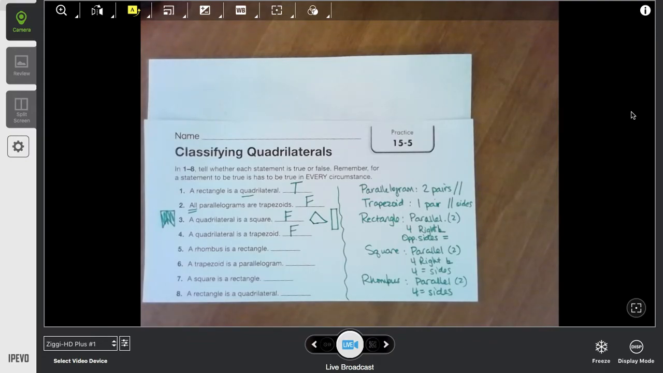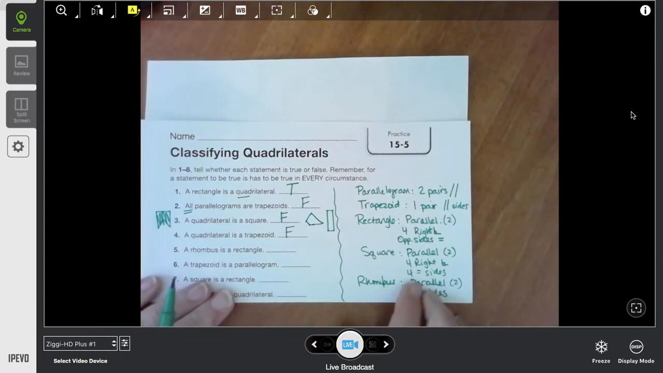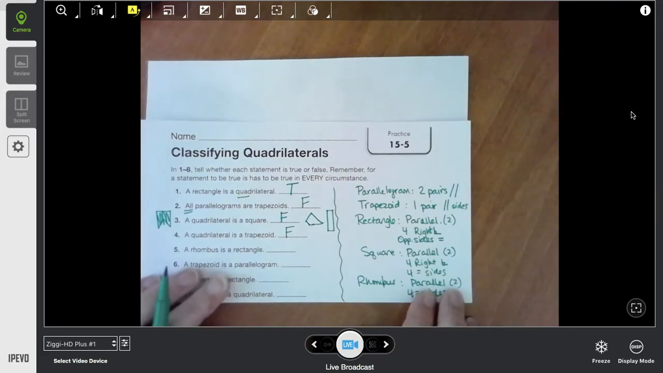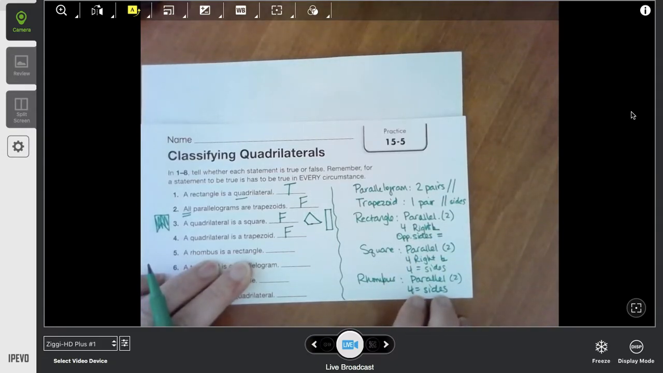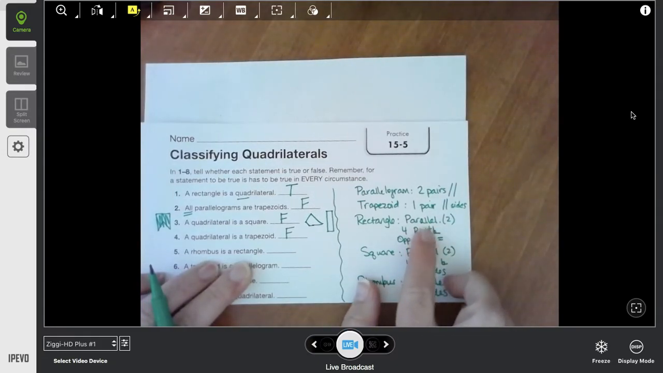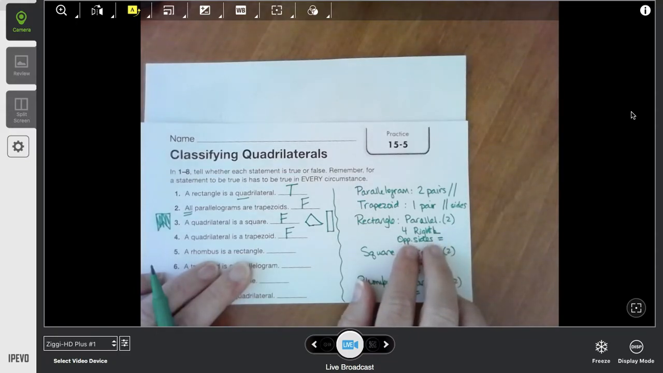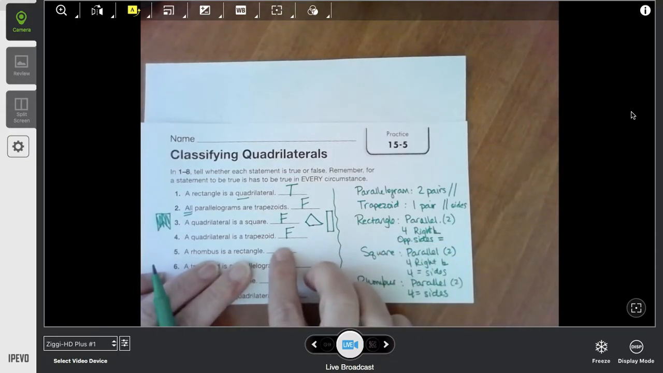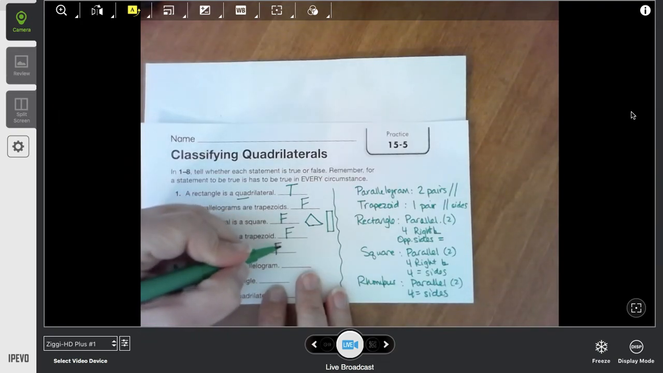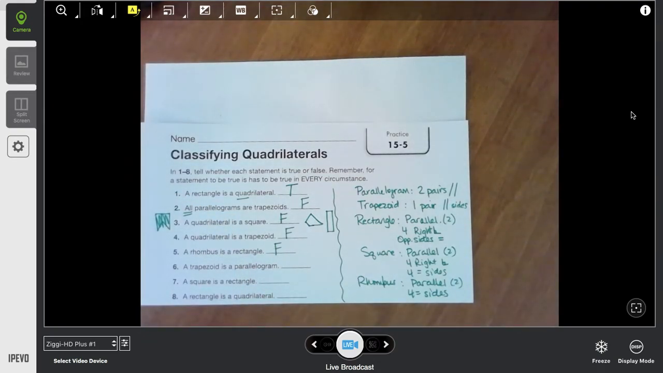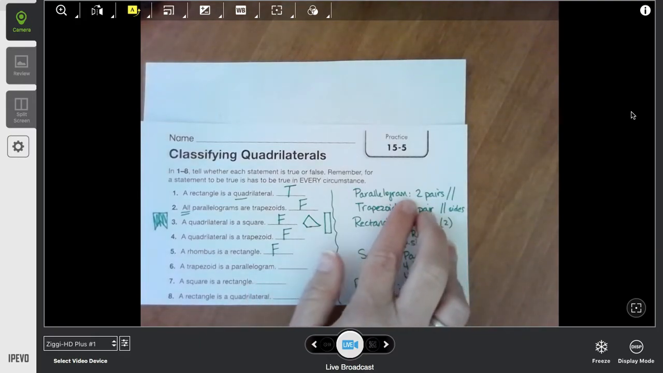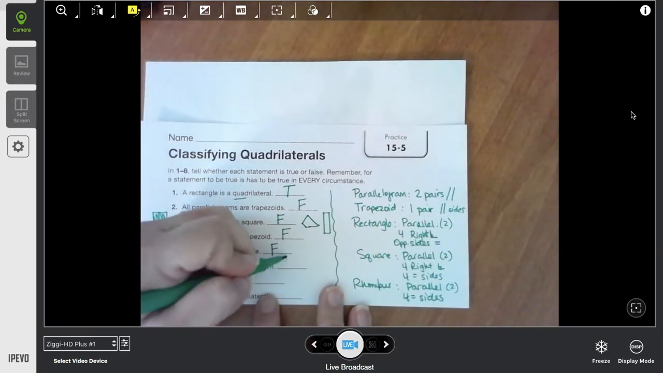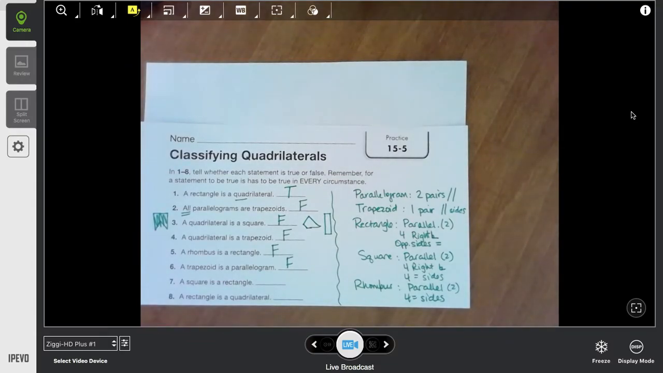A rhombus is a rectangle. Well, a rhombus has to have parallel sides, two pairs. So does a rectangle. So that's true. But a rhombus also has four equal sides. Does a rectangle have to have four equal sides? No, only its opposite sides have to be equal. So a rhombus does not have to be a rectangle. Is a trapezoid a parallelogram? Well, a trapezoid only has one pair of parallel sides and a parallelogram has two. So no, a trapezoid's not a parallelogram.